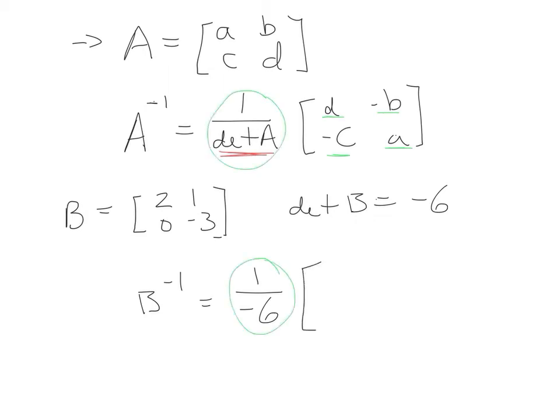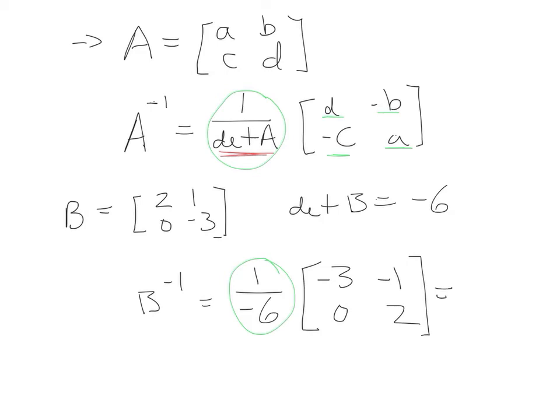And then we are going to take the top left and bottom right entries and swap them. So I'll have a -3 here, the 2 here. Then I'm going to take my top right and bottom left entries and make them negative. So this will become a -1. This will become a -0, but that's just 0, so I'll leave it as is. So there's my inverse matrix, and if I really want to, I can multiply the -1/6 in, or I can leave it written as it is.